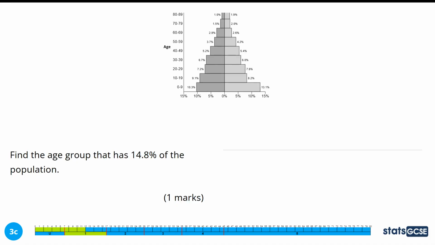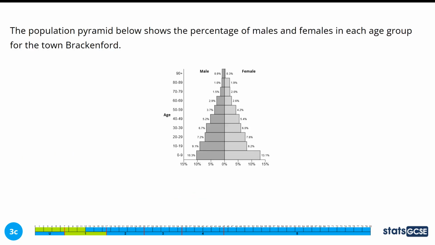A trick we can do with this is we can halve that 14.8, and it gives us a rough estimate of roughly what we're looking at when we look at the population pyramid. So we're looking for numbers that are roughly 7.4. Now these two are both beneath 7.4, so we need to be higher than those. These two are both above 7.4, so we need to be lower than those.